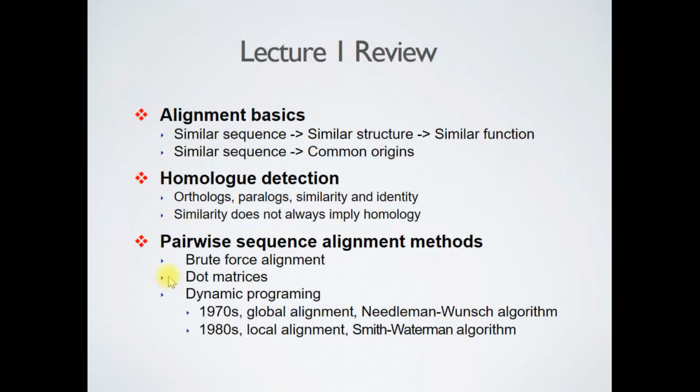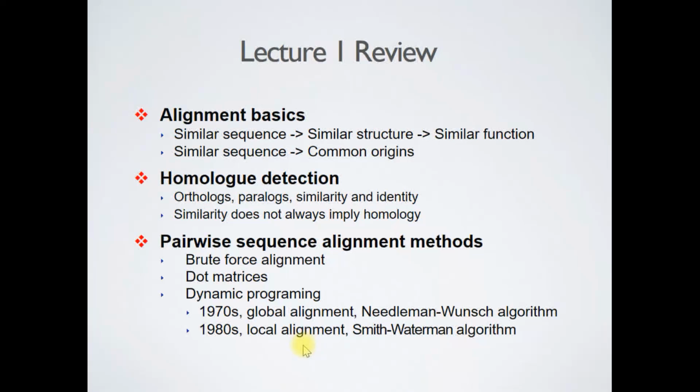And for pairwise sequence alignment methods, we learned the basic ones: brute force alignment, the enumeration, and the dot matrix or dot plot. And the most important one is dynamic programming, where good plus good is still good, or the big problem can be divided into sub-problems. In the 1970s, there is a famous algorithm, the Needleman-Wunsch algorithm, developed for global alignment, which increased the speed for pairwise sequence alignment. And in the 1980s, with the development in biology, the Smith-Waterman algorithm was developed for local alignment.